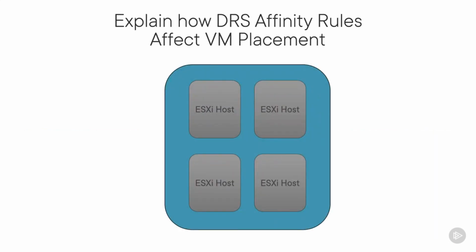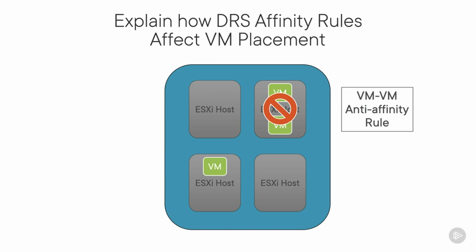For example, say that we have 4 ESXi hosts, they're in a DRS cluster, and we have a few virtual machines, 1 on 3 out of the 4 hosts. These are moving around with DRS as needed. However, if we have anti-affinity rules in place, DRS will be told that it can't place specific virtual machines together on a single host. This is called a VM to VM anti-affinity rule.